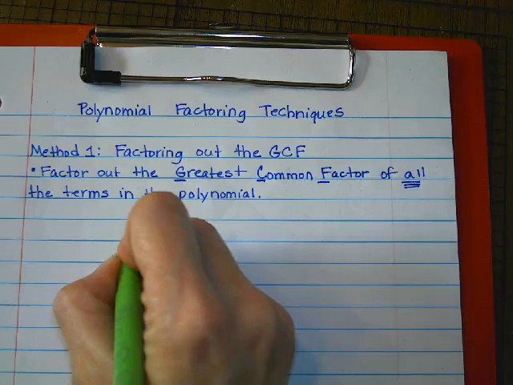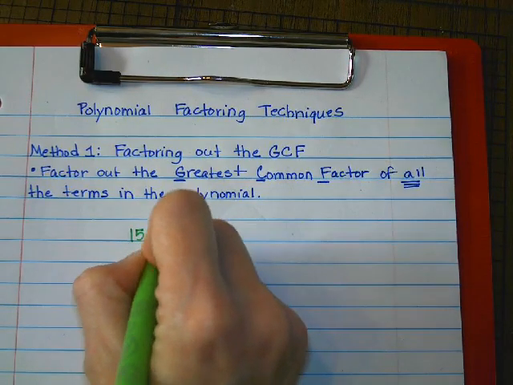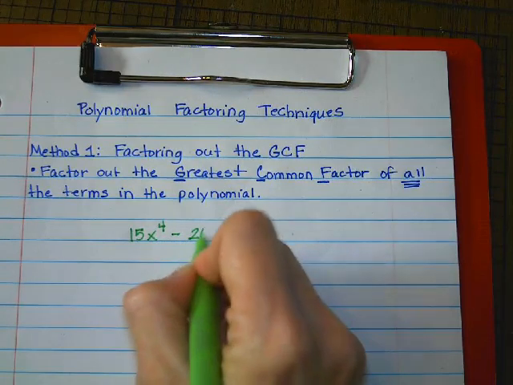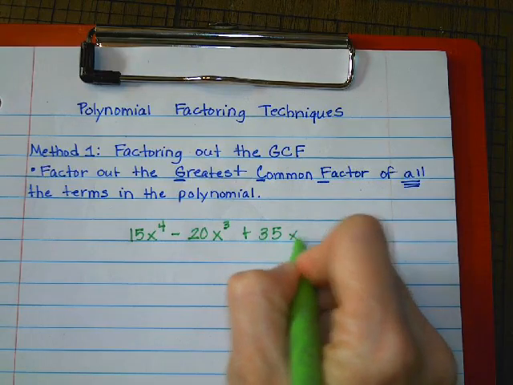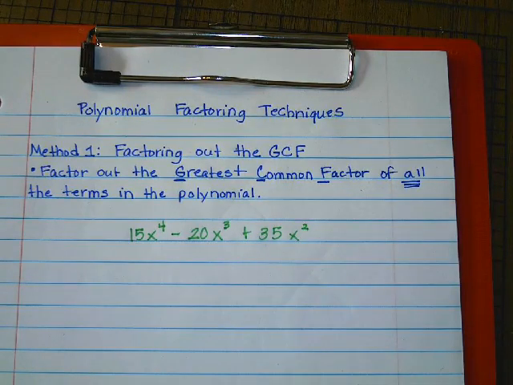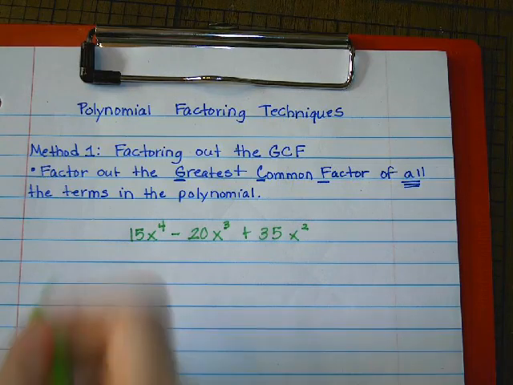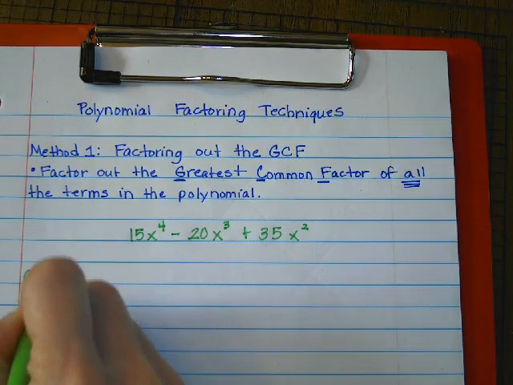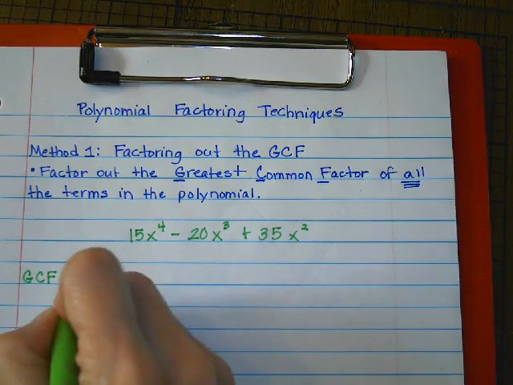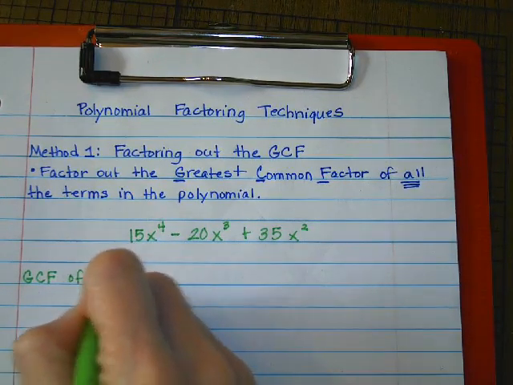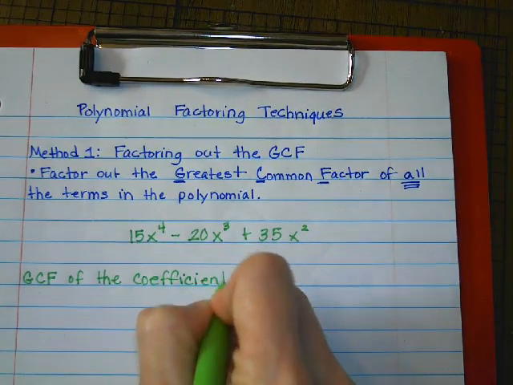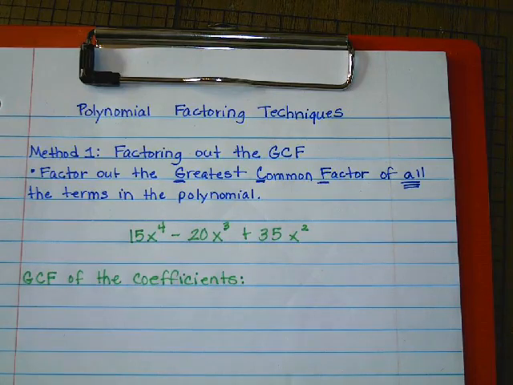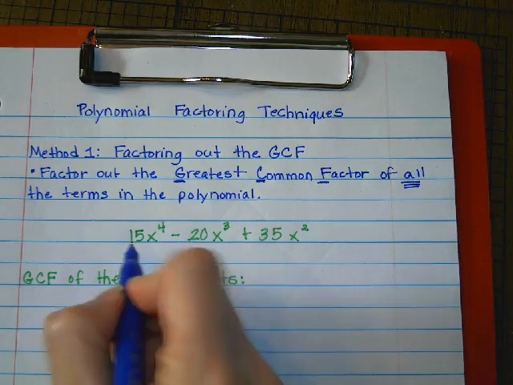It is going to be 15x to the 4th minus 20x to the 3rd plus 35x squared. So what we have to first of all do is look at trying to find the greatest common factor of the coefficients. To do this, we must first be able to determine who are our coefficients. So our coefficients are the values right here in front of our variable.